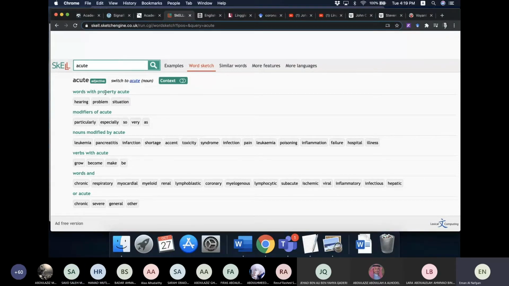Words with property acute: hearing, problem, situation. What are words that modify acute? What are words that are nouns that are modified by the adjective acute? What are the verbs that go with acute? And acute occurs with what? Now, this isn't very clear. However, if I turn the context on, I'll be able to see how it occurs with acute.